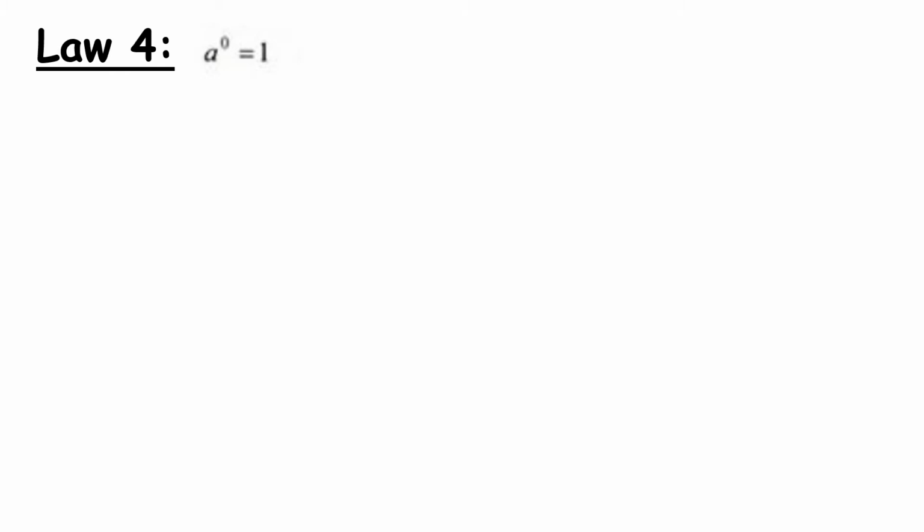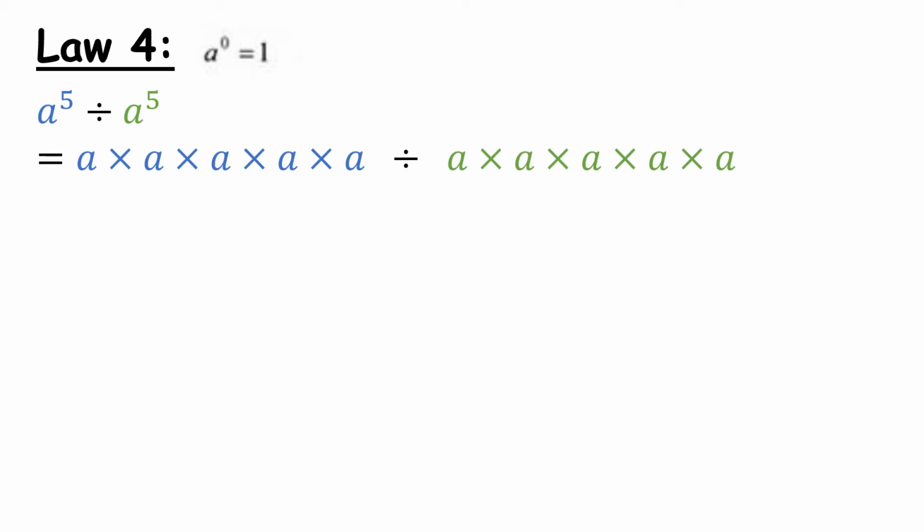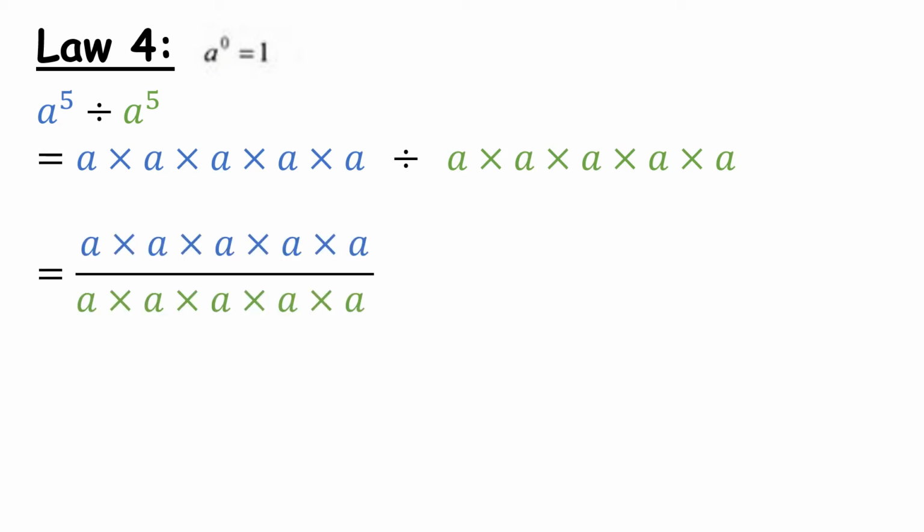But why? Why is that the case? So we're going to use what we've already looked at in our laws of indices to figure out why this works. So let's take an example of a to the power of 5 divided by a to the power of 5. If I was to work this through, I have a by a by a by a by a divided by a by a by a by a by a, and that simply gives me 1.